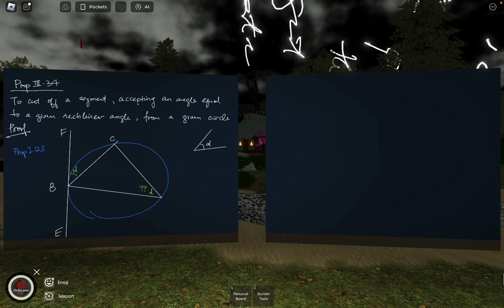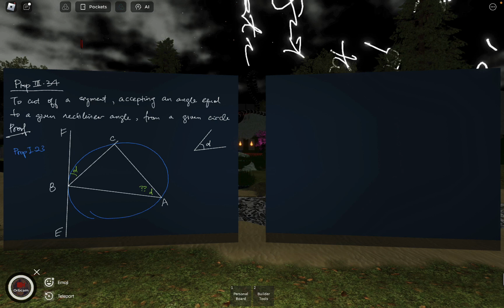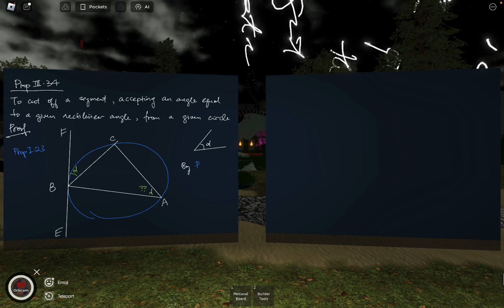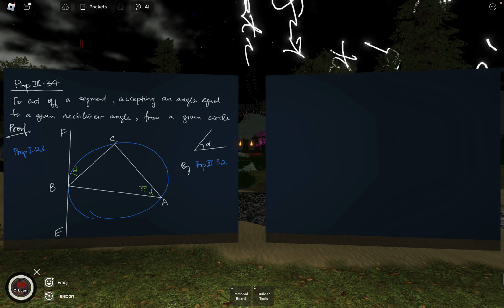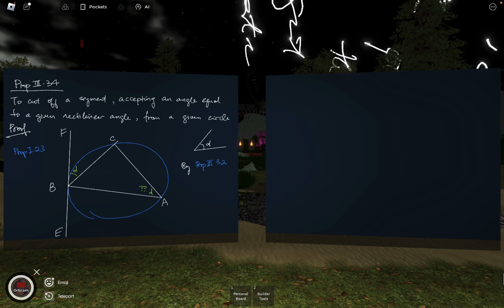So we construct this. We'll call this A. Maybe a better way to say it is, given a circle, to construct a triangle in the circle with one of its angles equal to a given rectilinear angle. And that's equivalent. It's probably clearer that way. I guess this is what they mean by accepting an angle.